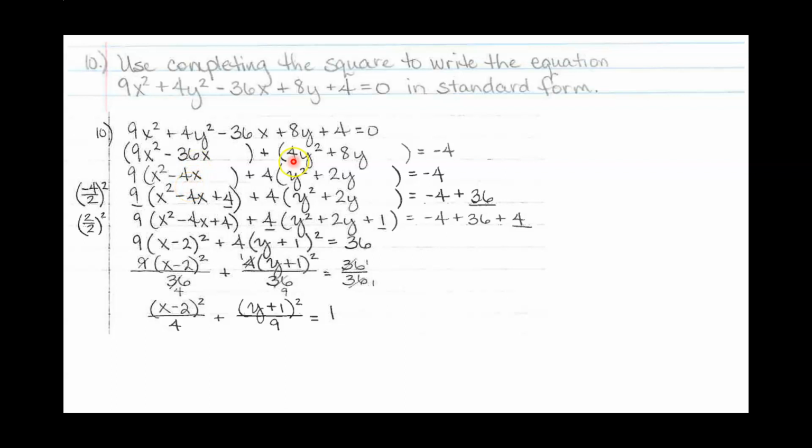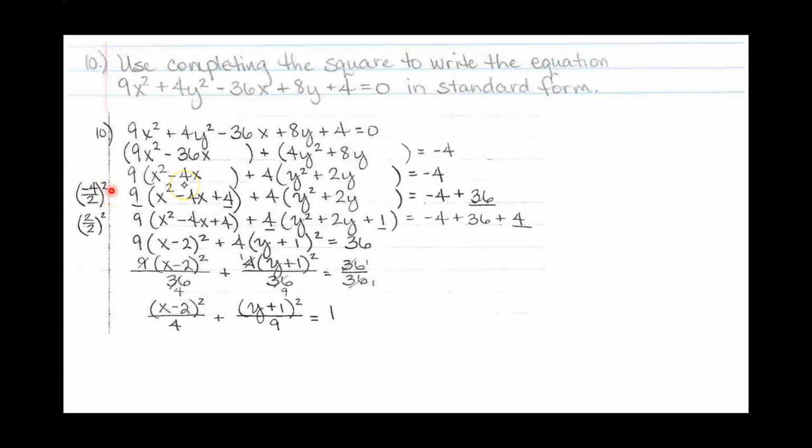Same thing here. I need to get rid of this 4, so I'm going to factor it out. So if we factor out that 4, 4y squared with the 4 taken out would just be y squared, and 8y with the 4 taken out would be 2y. Okay, to complete the square, we take the coefficient of the middle term, -4, cut it in half, and square it.